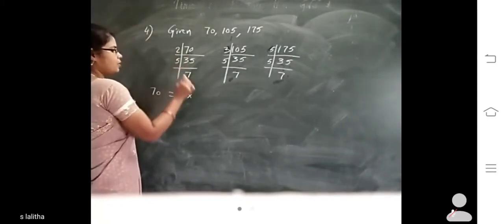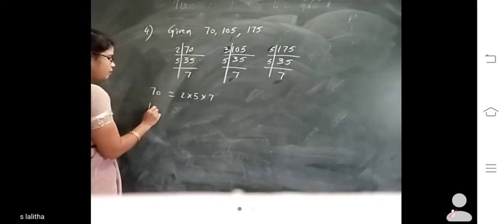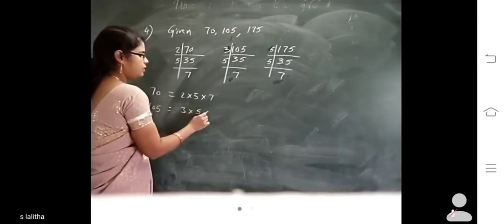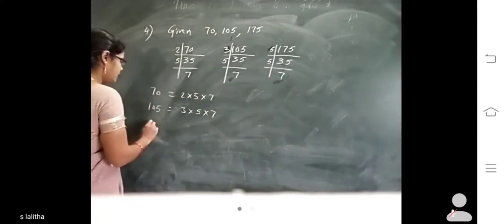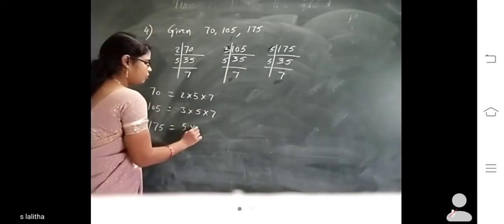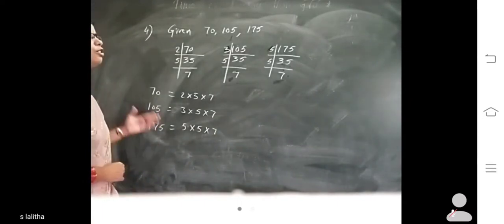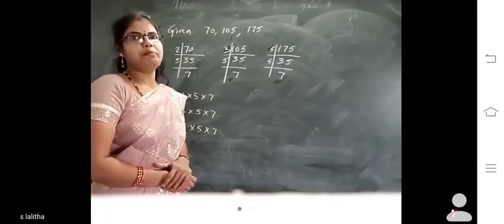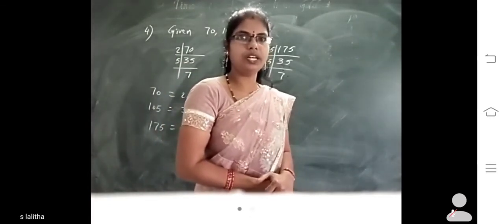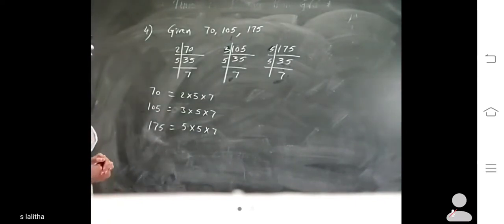70 equals 2 into 5 into 7. Next, 105 equals 3 into 5 into 7. Next, 175 equals 5 into 5 into 7. Okay? Now you have to find the HCF, that means highest common factor. How to find the highest common factor, children? First you have to find the common factors. What are the common factors here?